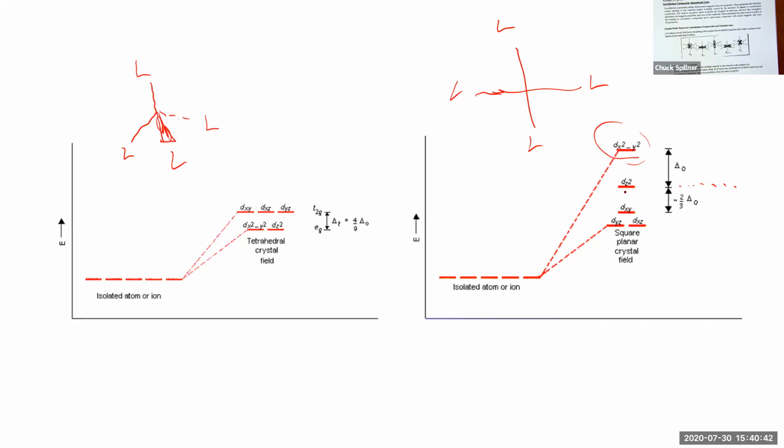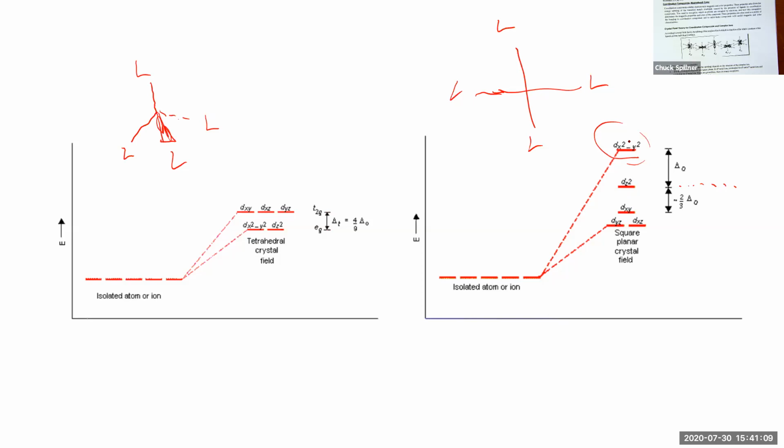And so when you add electrons to this square planar model, you would fill all the lower ones first, probably just singly. The dx squared minus y squared is filled really last. Only if you got up to d9, d10 would there be any electrons in the dx squared minus y squared. The energy is so high. In fact, that's higher than in an octahedral complex.